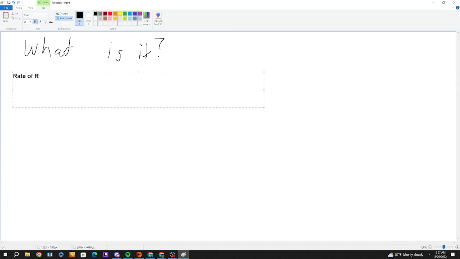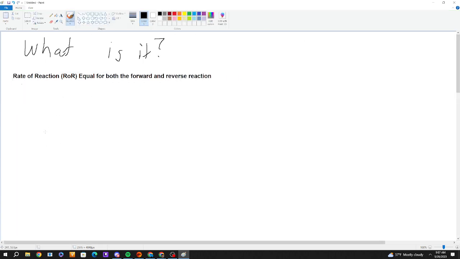So the rate of reaction, which I'm going to denote in the rest of this video as the ROR, is equal for both the forward and reverse reaction. So if that's the case, and if I were to draw a fake chemical reaction, A plus B becomes C, assume that I have a thing like this. So this is, let's say, a second order overall reaction with respect to A and respect to B. And this is the forward reaction. These are just the rates of reaction, the way I've denoted it.